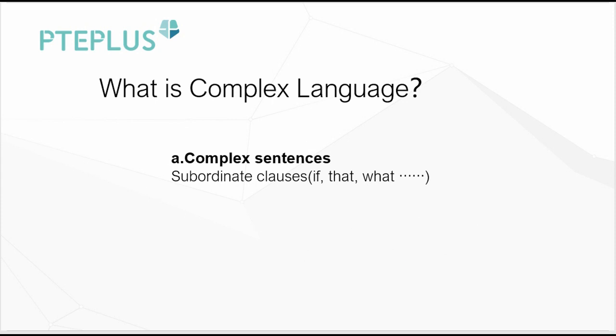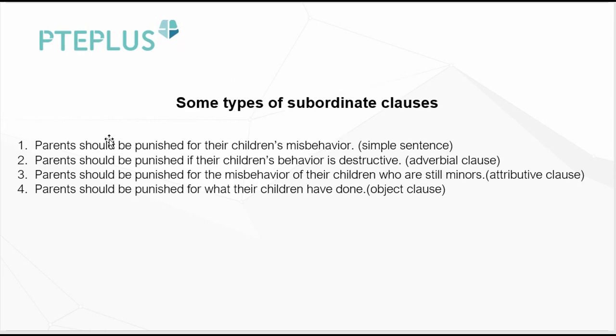So let's look at some examples of different subordinate clauses. In the first sentence here, we have: parents should be punished for the children's misbehavior. It's an example of a simple sentence because there's only one clause, or the clauses don't link to each other. Parents should be punished if their children's behavior is destructive. It's an example of an adverbial clause. So here, if their children's behavior is destructive is the adverbial clause, and parents should be punished is the main clause. Because the second clause relies on the first one, it's what we define as an adverbial clause. Number 3: parents should be punished for the behavior of their children who are still minors, attributive clause. Parents should be punished for what their children have done, object clause.